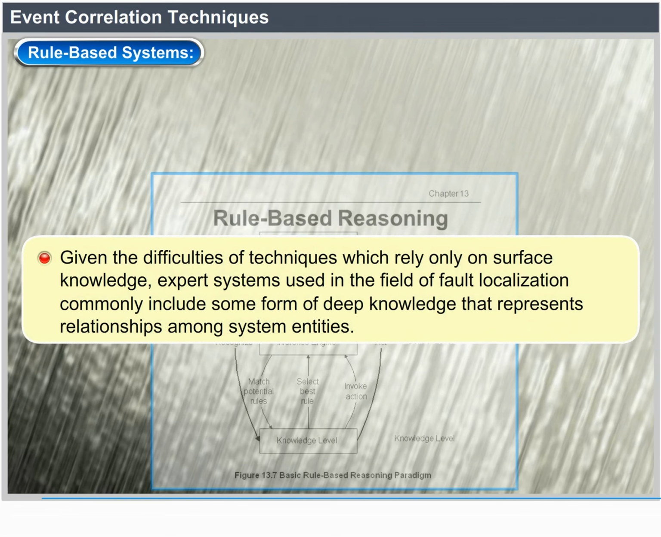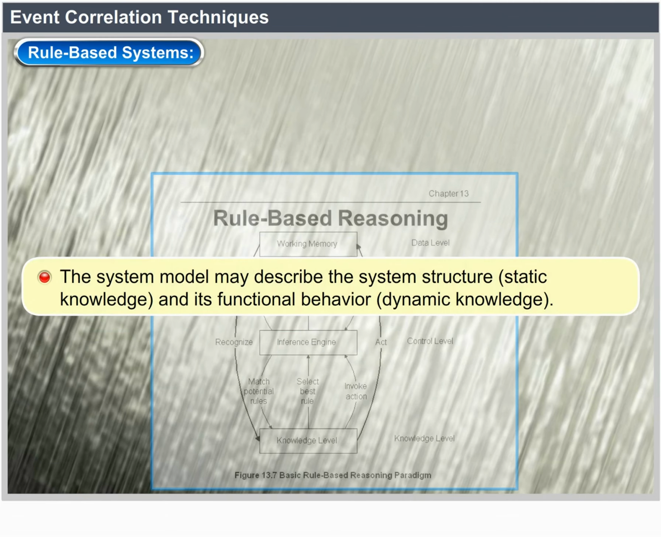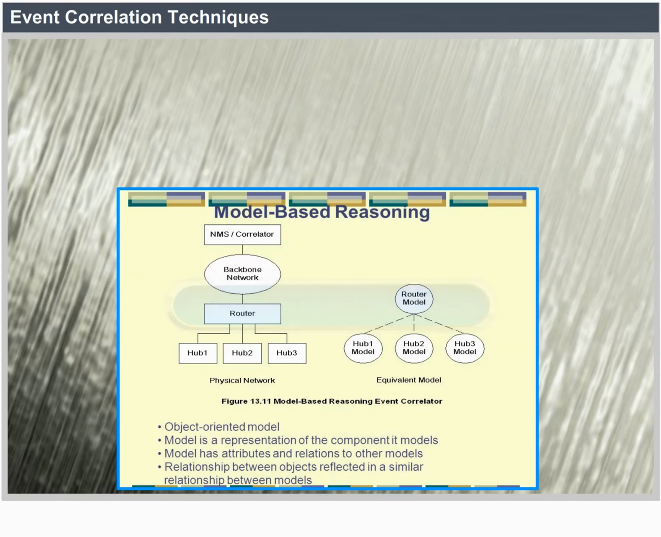Given the difficulties of techniques that rely only on surface knowledge, expert systems used in the field of fault localization usually include some form of deep knowledge that represents relationships among system entities. The system model may describe the system structure, that is static knowledge, and its functional behavior, that is dynamic knowledge. Model-based systems.